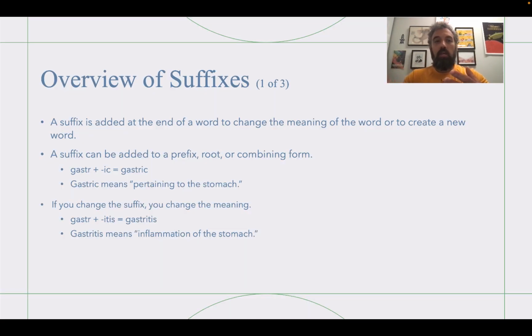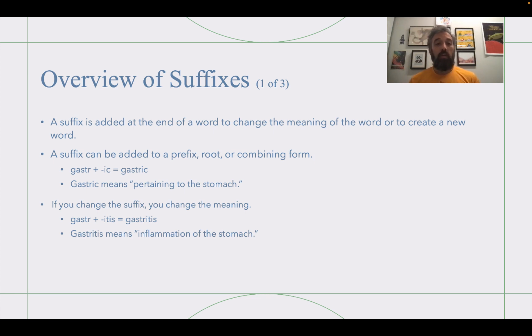When you're looking at a suffix, the suffix is added at the end of the word to change the meaning of the word or create a new word. So a suffix can be added to a prefix, or root, or combining form. We can have something like gastro or gast, which has to do with the stomach. Add ic, which means pertaining to. So gastric means pertaining to the stomach.